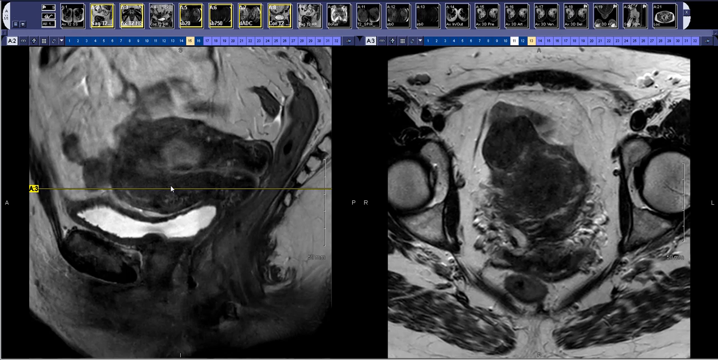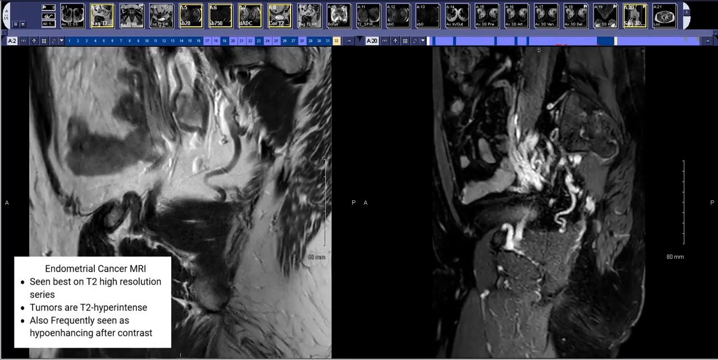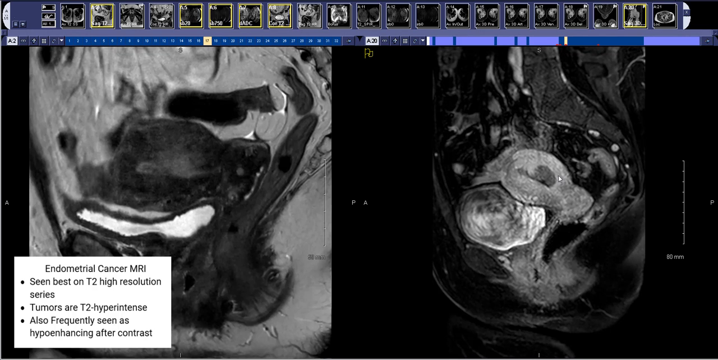The endometrial cancers tend to be kind of mildly T2 hyperintense, and you can see them best on these T2 high resolution images, although I'll tell you frequently after contrast you can see them also. Here you can tell that this mass is hypoenhancing relative to the uterus around it.